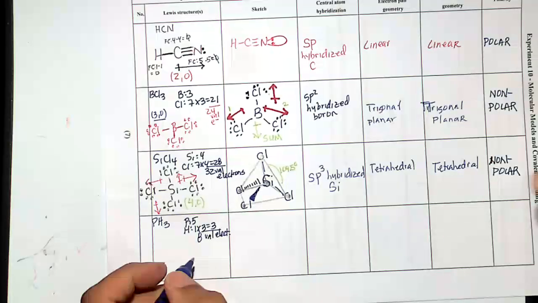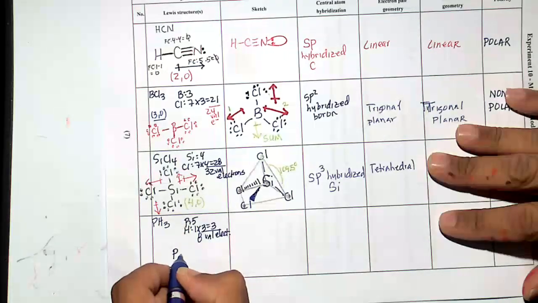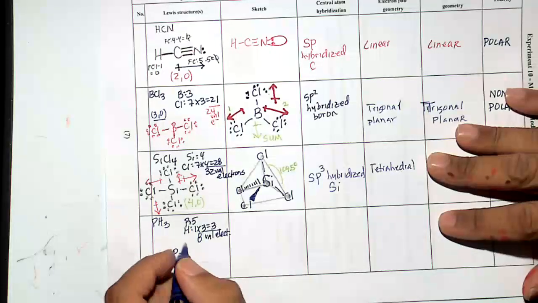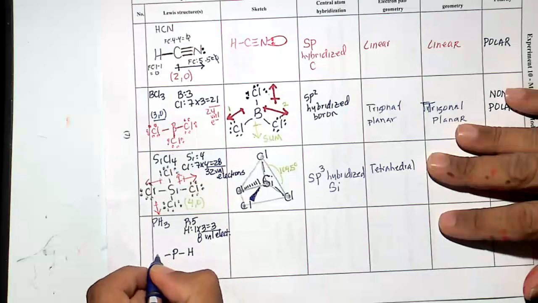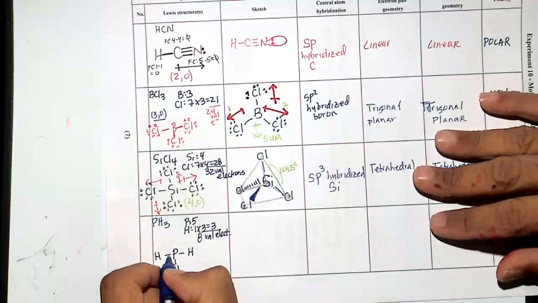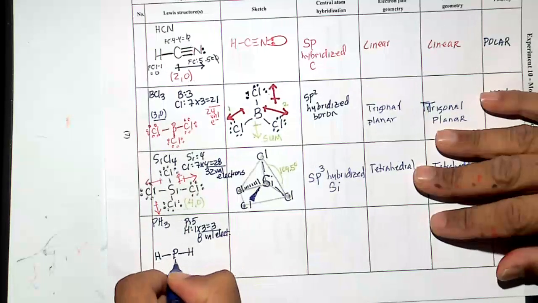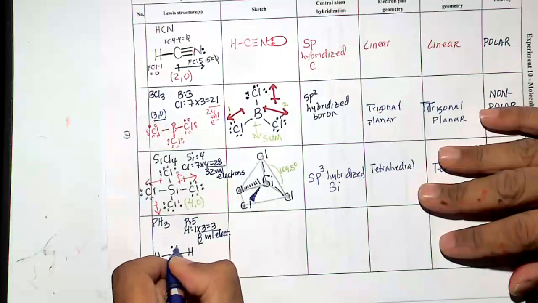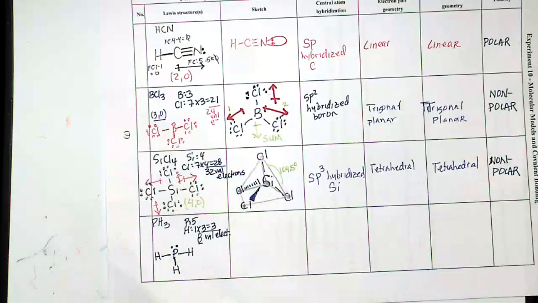So what's our central atom? Phosphorus. And then what does hydrogen like? Can hydrogen do double bonds? Hydrogen is only a single bond entity. 1, 2, 3, 4, 5, 6. Where will 7 and 8 go? So we have a lone pair on the phosphorus.